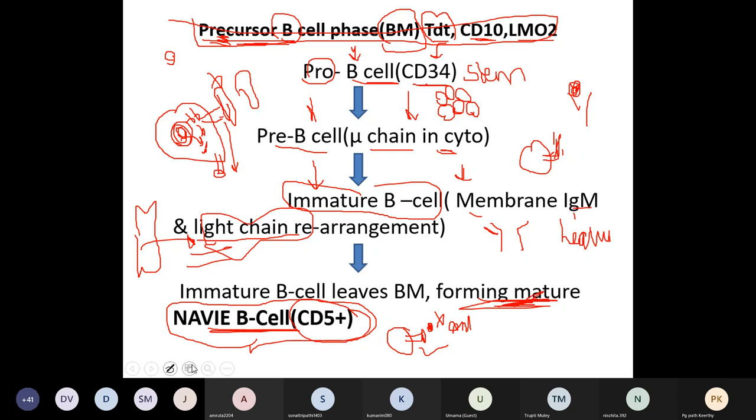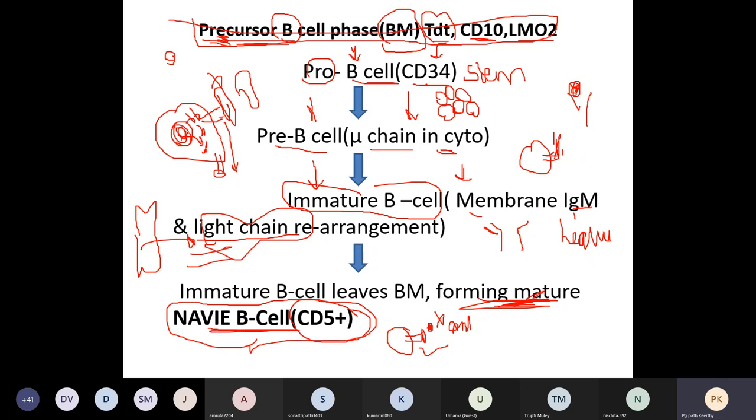Okay, we'll revise one more time what all we read. One is your precursor B cell phase, that is immature. It will have TDT, CD10 and LMO. Then it will become pro and it acquires CD34, which is stem cell like, which helps in the proliferation. Then it will become pre-B cell, which acquires immunoglobulin production. It starts forming immunoglobulin in the cytoplasm.